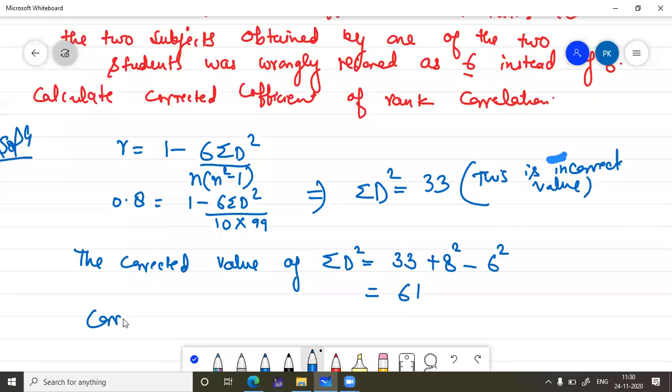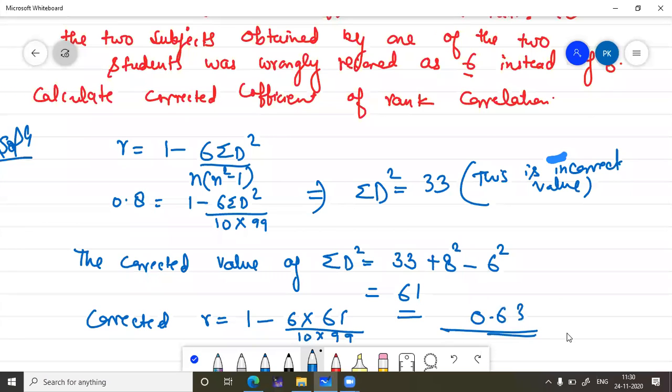Now the corrected coefficient of correlation is corrected r is equals to 1 minus 6 into summation of d square. Now this is 61 divided by 10 into 99. So you will get 0.63. This is the corrected value.